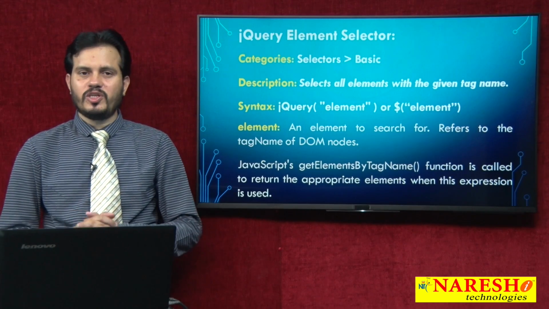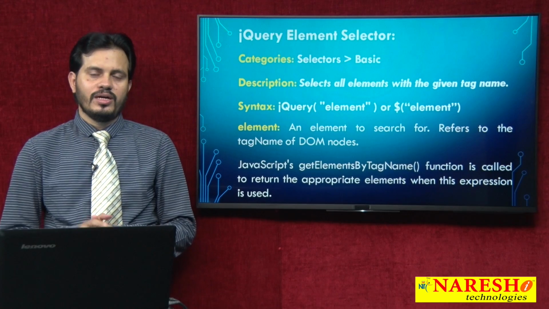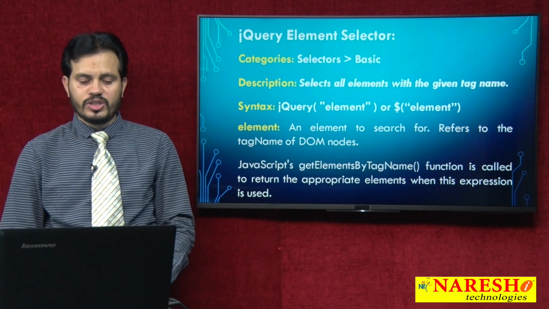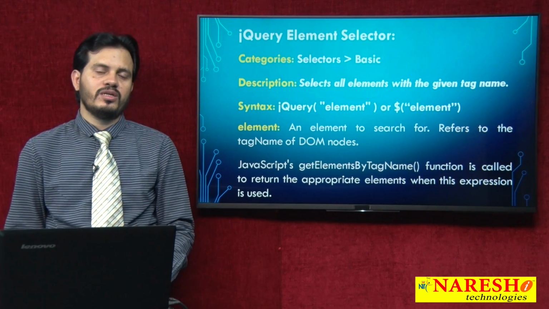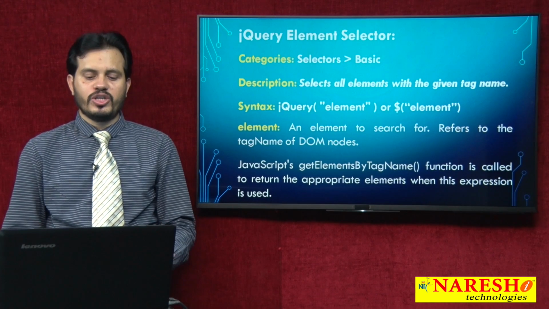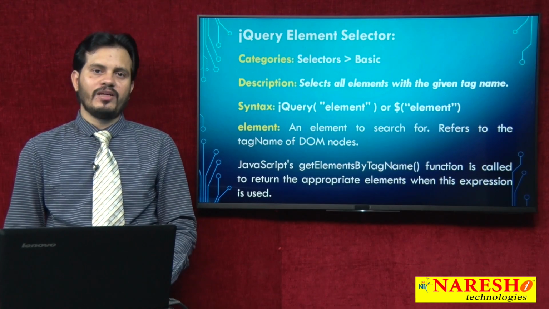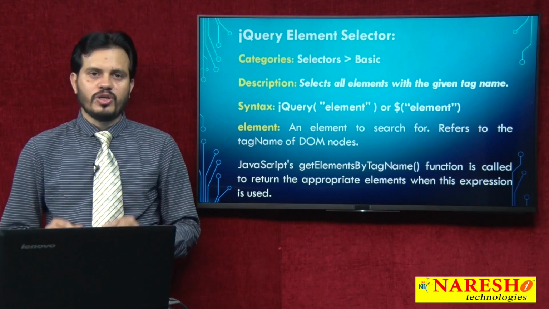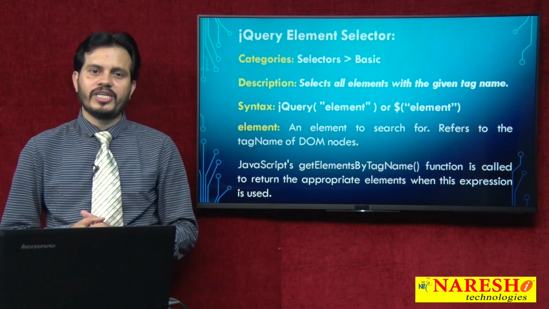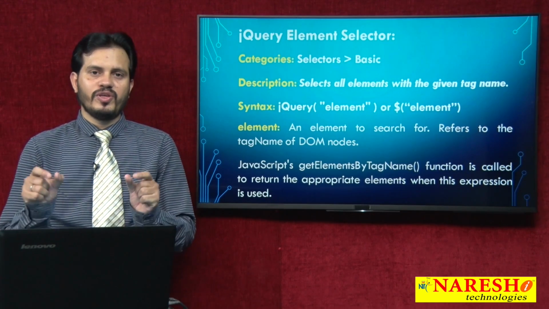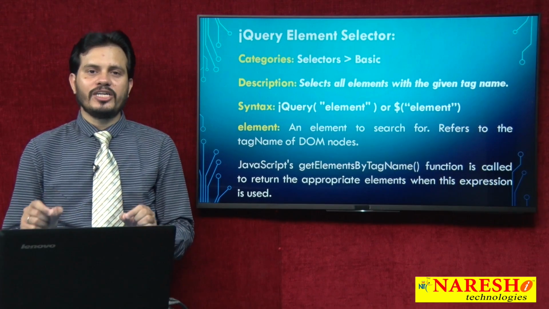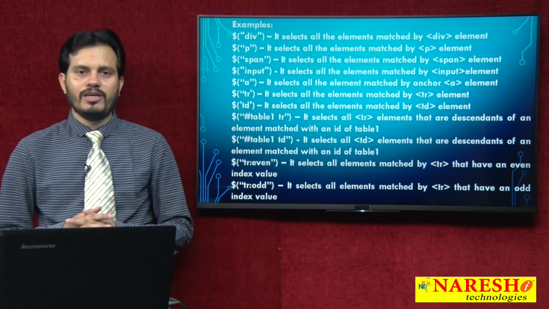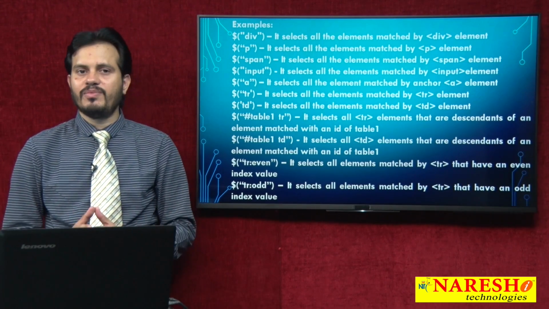So whenever you use a selector expression to select elements by their tag name, internally it uses a JavaScript function to select all elements with the specified tag name, and that function name is getElementsByTagName. But as a jQuery programmer, we are not worried about using this function. It is called automatically and internally to select those elements whenever we use this jQuery element selector expression. So we will see examples of how to use element selector to select various different elements.